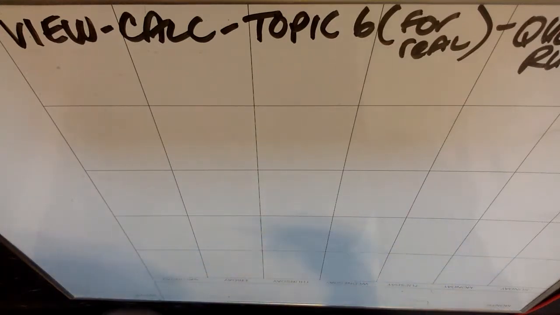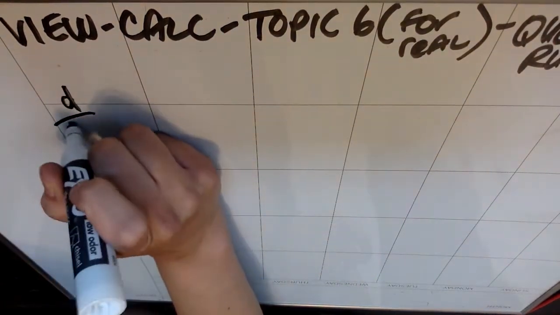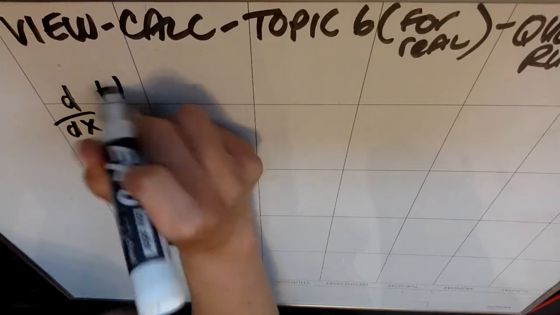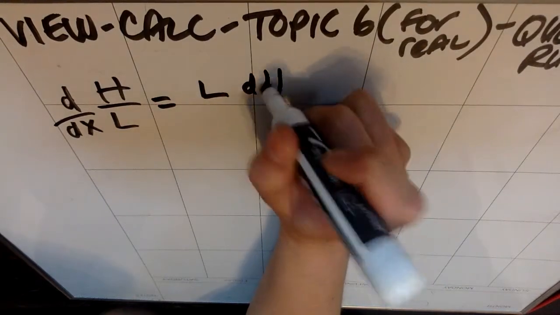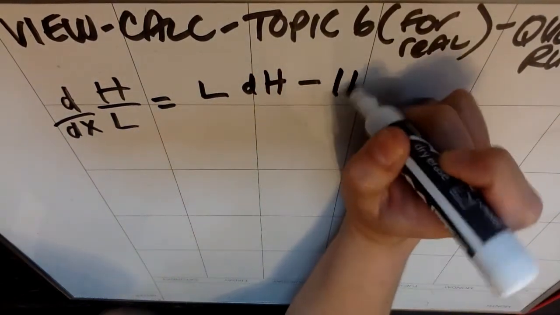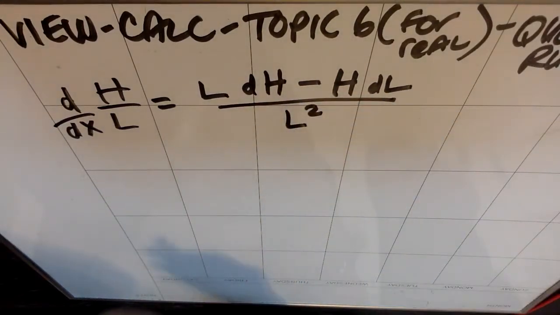So let's say that you have two functions, h and l, both functions of x. So the derivative with respect to x of h over l, the quotient h on top of l, where they're both functions of x, is low d high, so we used L for low, minus high d low, draw the line, square the low, okay? That's the quotient rule.